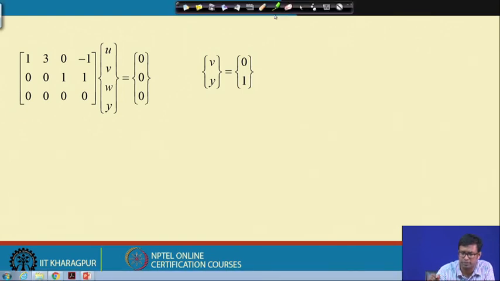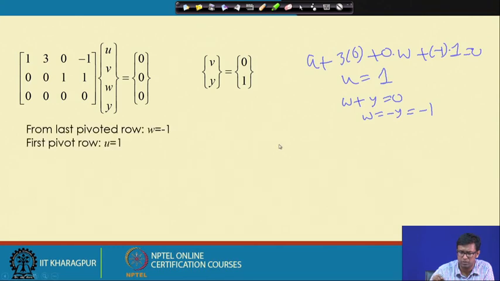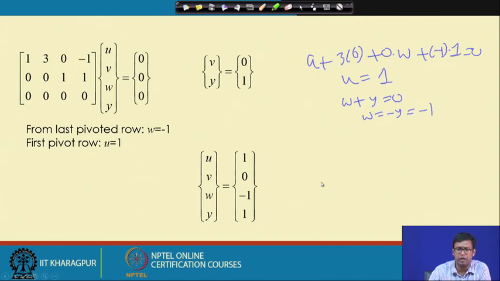So, the first equation will become u plus 3 into 0 plus 0 into w plus minus 1 into 1 is equal to 0, which gives u is equal to 1, and w plus y is equal to 0, but y is equal to 1, so w is equal to minus y is equal to minus 1. So, the solution will be w is equal to minus 1 and u is equal to 1, and actually we can go as a back substitution step.